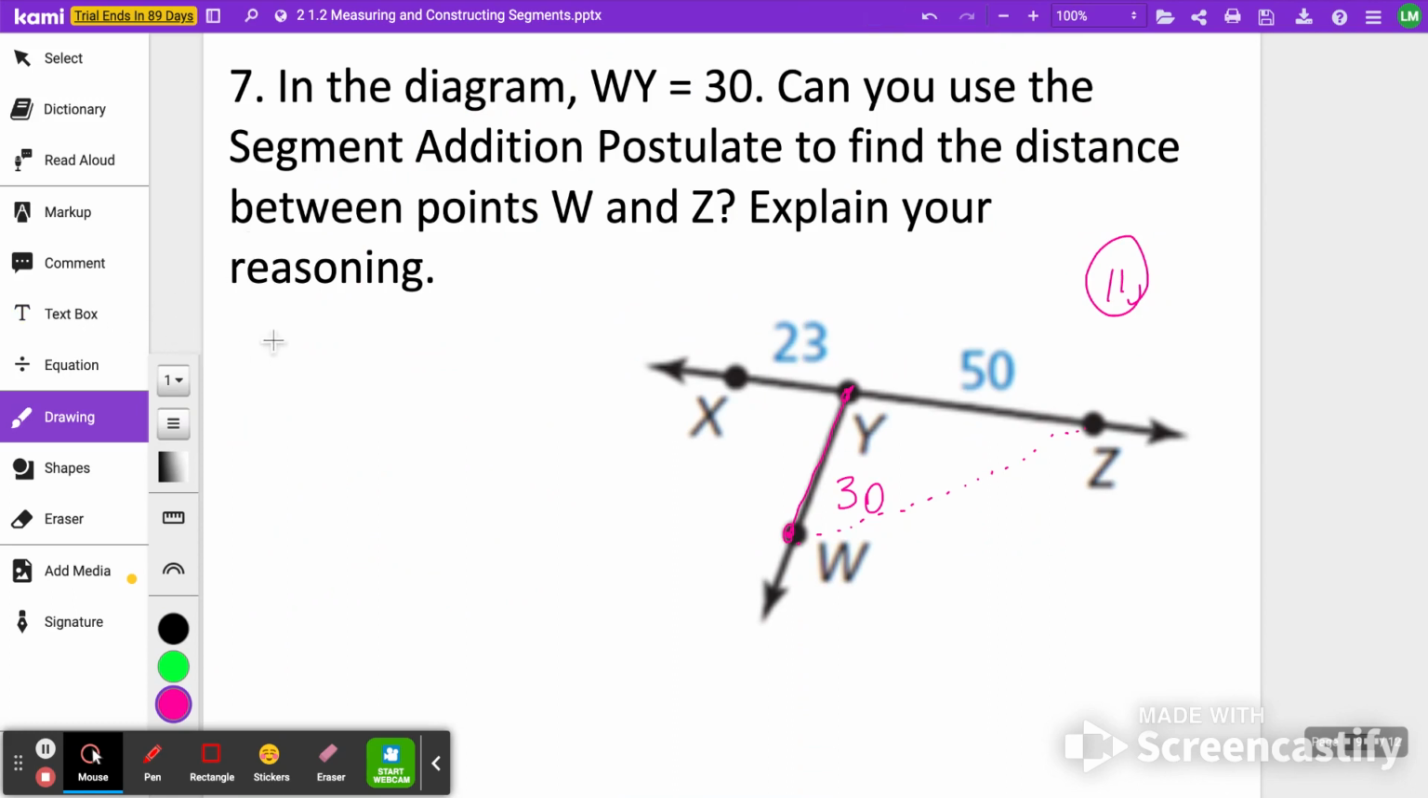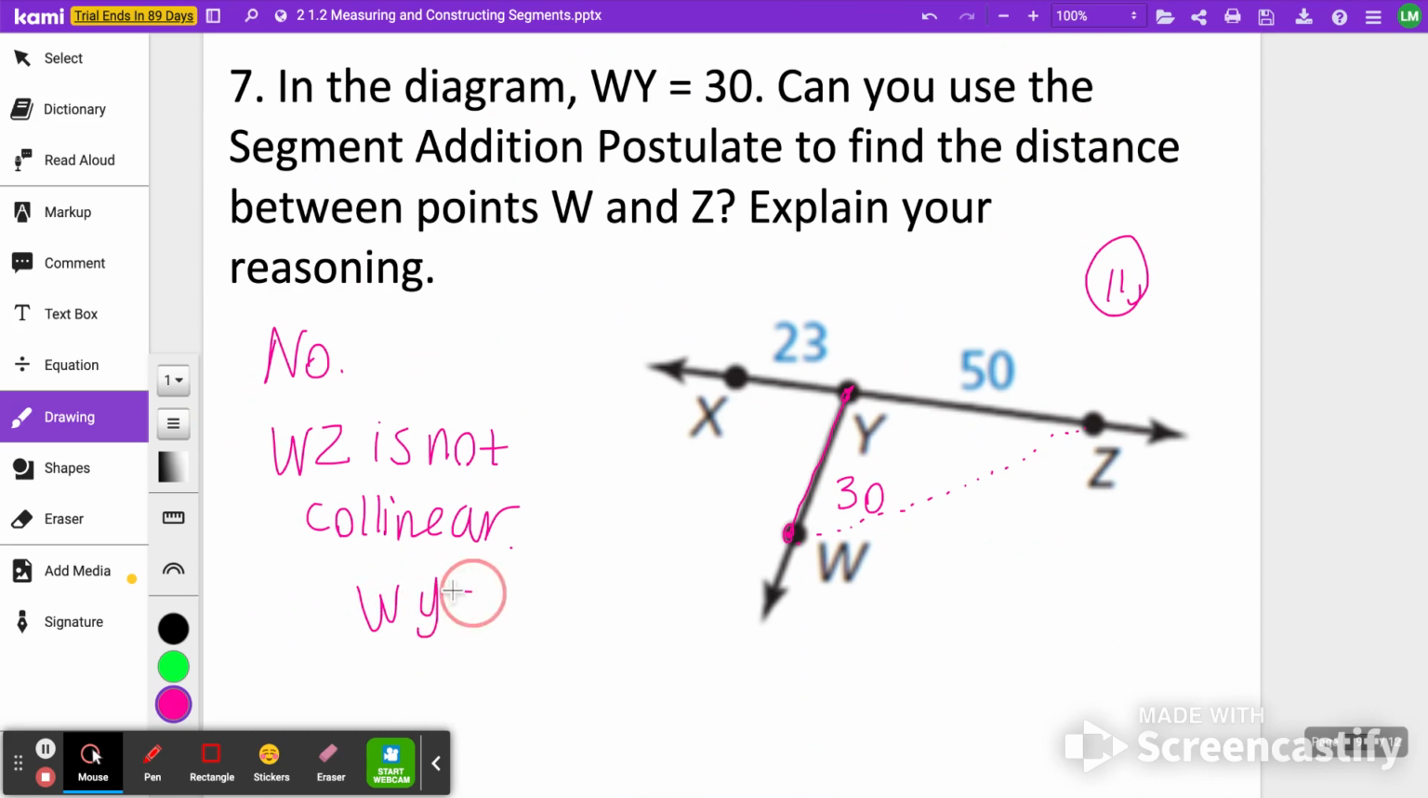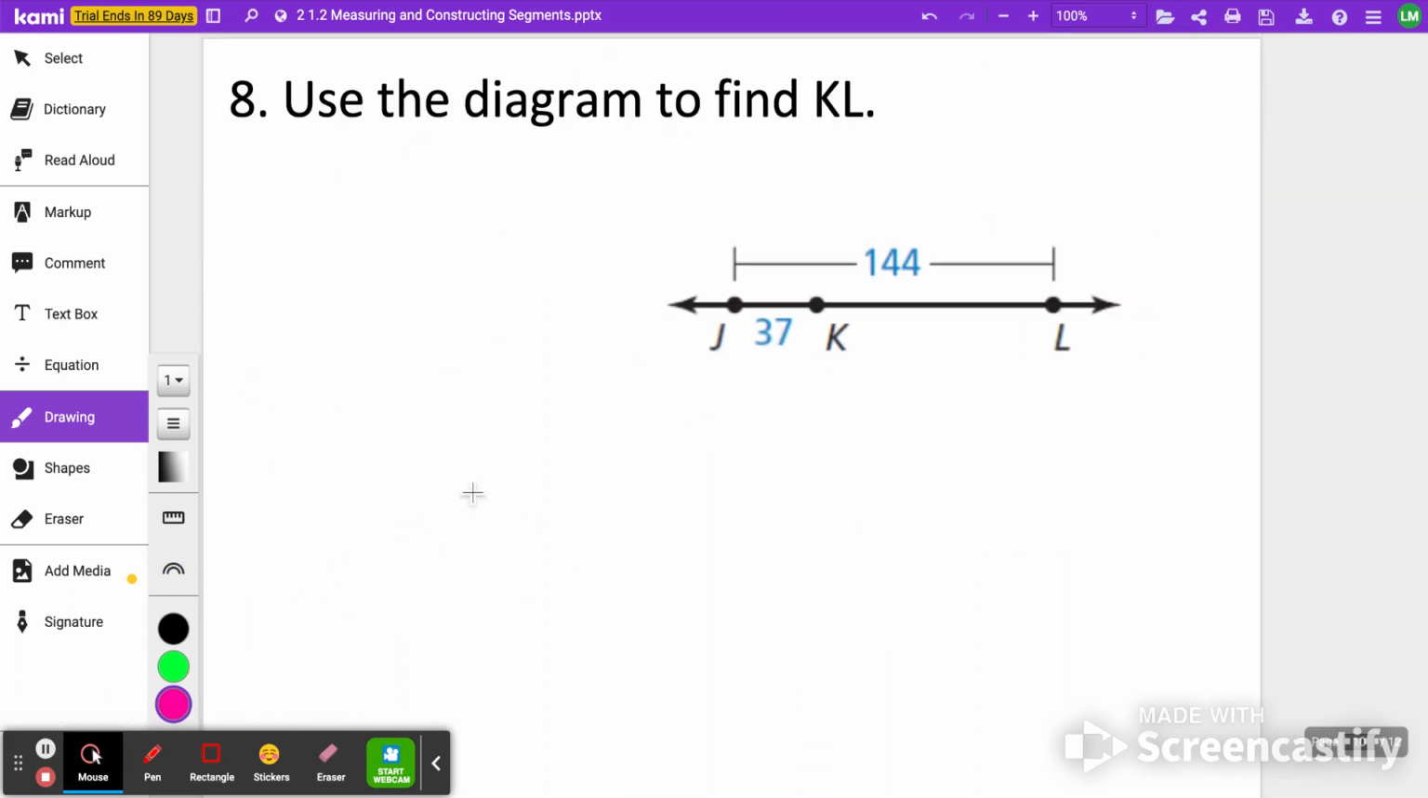So the answer for this one is no. And the reason why is W, Y, and Z are not collinear. The only way that the segment addition postulate works is if they are in a line, or on the same line, okay? W, Y, and Z are all important points because we know WY is 30, we know YZ is 50, but WZ can't work. And we're actually going to learn a little bit more of that starting tomorrow. Okay. Let's go on to number 8.